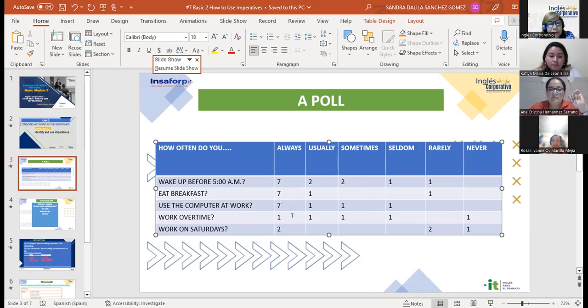Overtime? Nothing. Zero. And work on Saturdays? Nothing. Okay, usually in question number two? One. So we have two. And we use the computer and usually? Nothing. And number four, usually? Only one. So we have two here. And work on Saturday, nothing. Okay. And sometimes? Sometimes only work on Saturday, three.